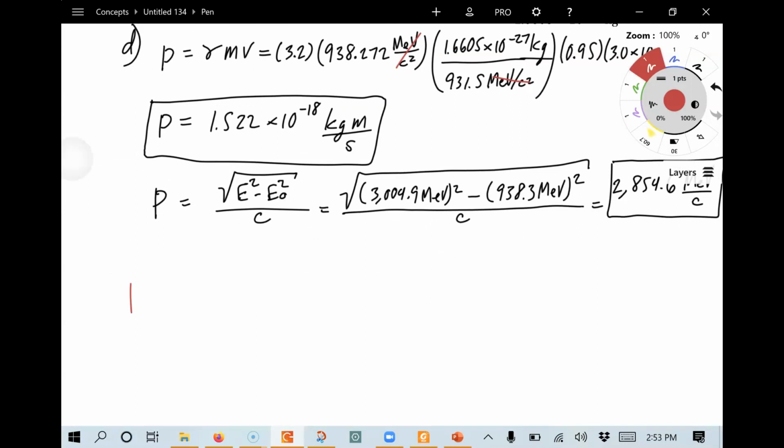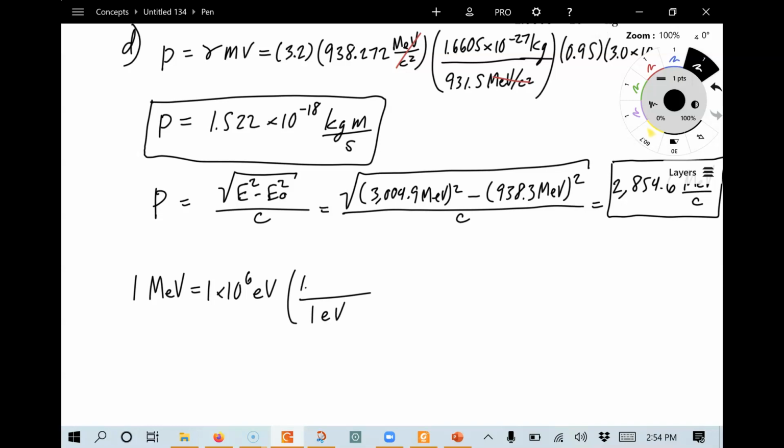So if I've got 1 MeV, M is mega, that's 10 to the 6th, that's equal to 1 times 10 to the 6th eV, and we said that 1 electron volt, a unit of energy, is equal to 1.6 times 10 to the minus 19th joules. If we calculate that, cancel the eV, we can do this in our head, it's going to be equal to 1.6 times 10 to the minus 13 joules. So that's our conversion factor.